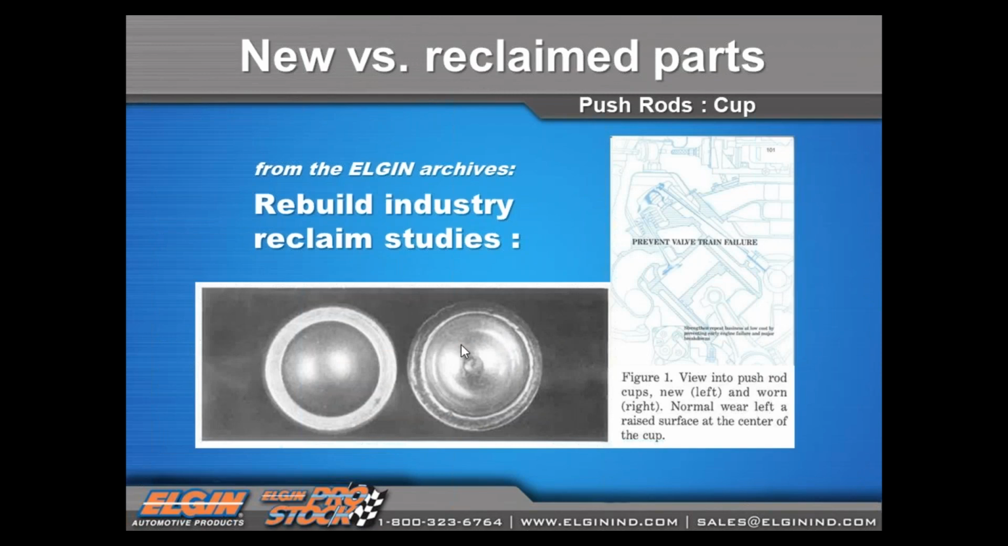New versus reclaim parts, things that are just food for thought. When you look at a cup end of a push rod, a lifter seat, any place that a cup's used as a joint, you might see some wear. If you see wear where there's positive material protruding, like here it's protruding out of the bottom of the cup up into where the oil hole was in the push rod, that's a big red flag. You would never want to try to reuse anything like that, as compared to how it should look new.